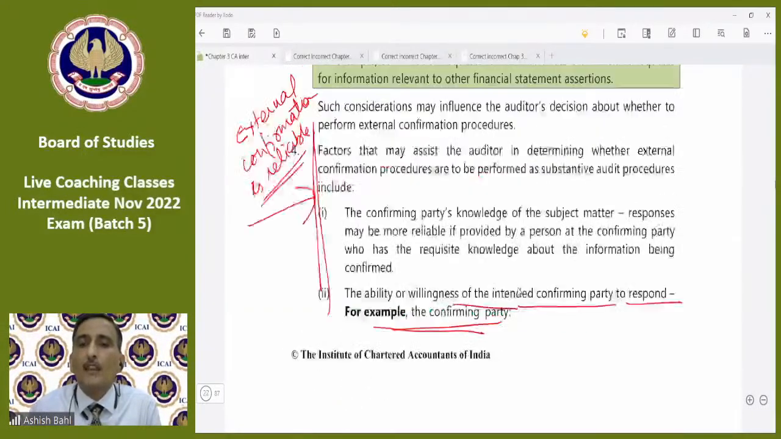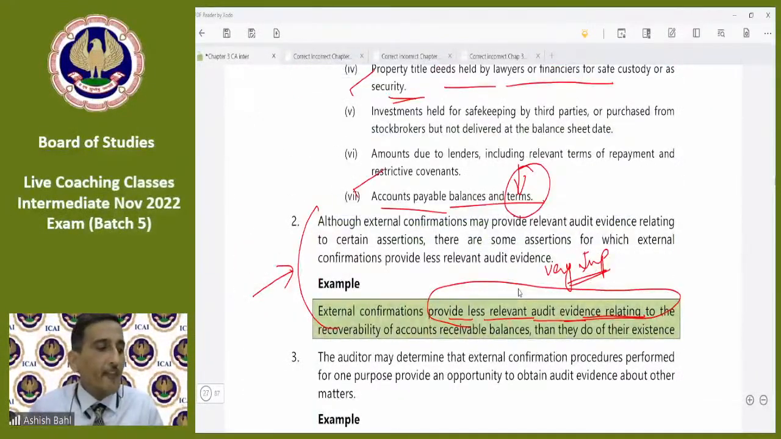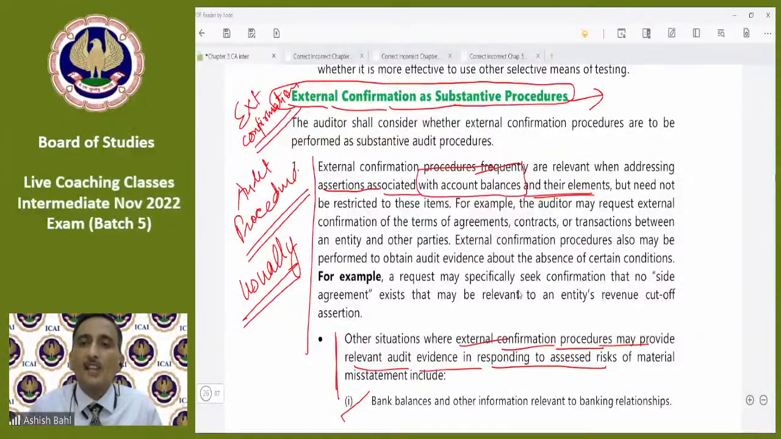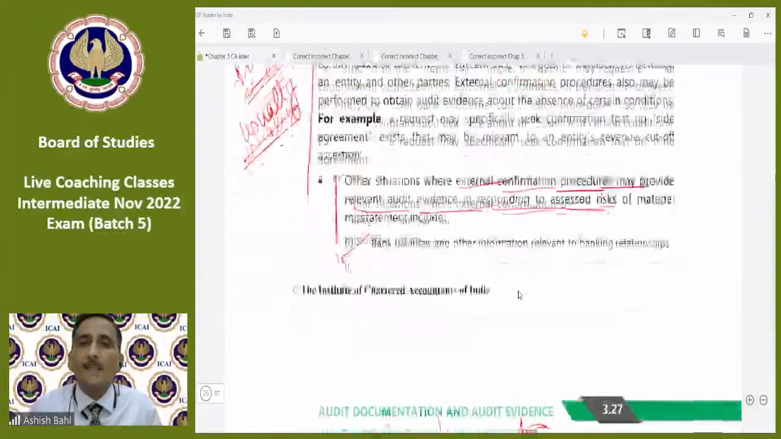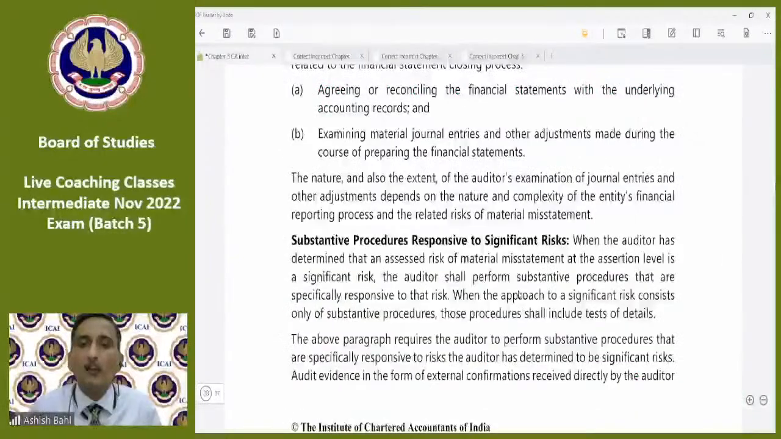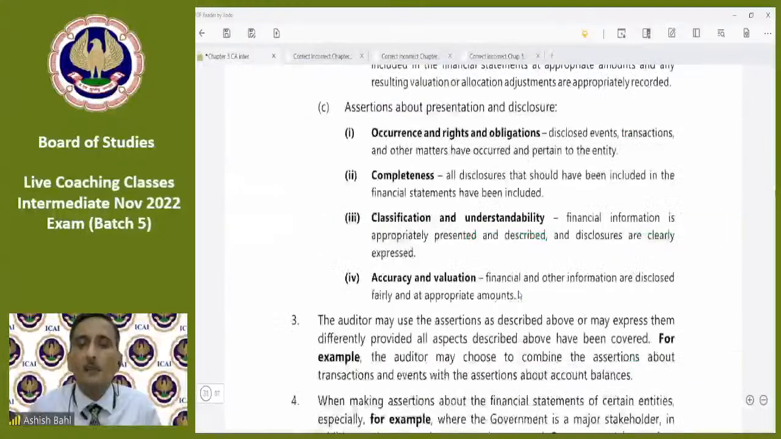So guys, we are going to discuss SA 505 relating to external confirmations. Because we are in this topic of external confirmation as substantive procedures, it would be useful if we simultaneously consider SA 505 also. So we shall now be directly going to SA 505. The assertions we have already done, students.